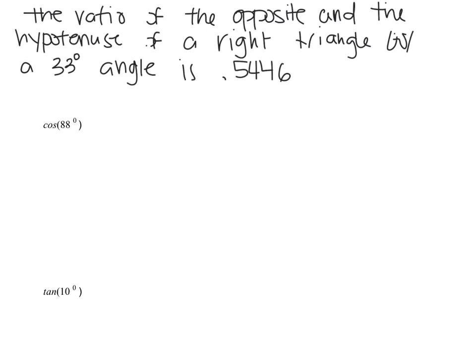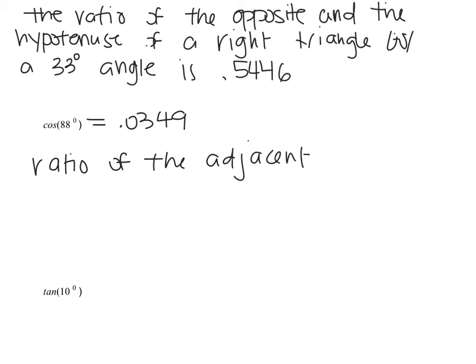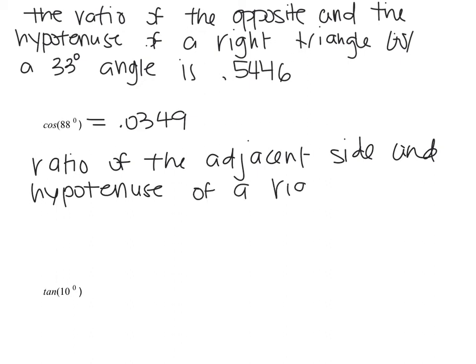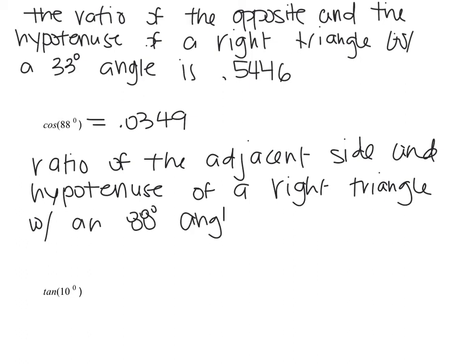Next, we're going to look at cosine of 88 degrees, which is also a button on your calculator. When we find cosine of 88, we get 0.0349. It's going to be a very similar statement about what this means, except cosine is the ratio of the adjacent side and the hypotenuse. So the ratio of the adjacent side and hypotenuse of a right triangle with an 88-degree angle is 0.0349.